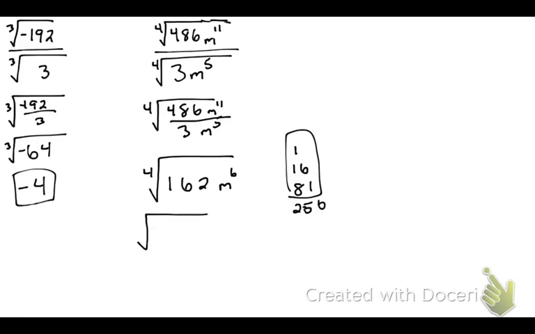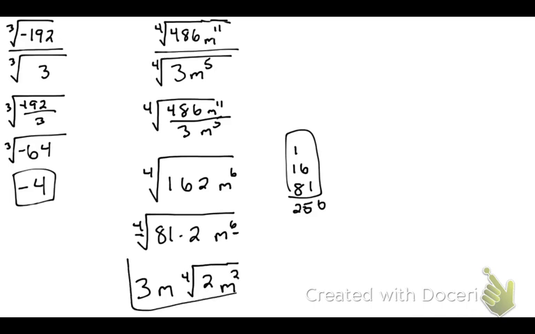And 162 is 81 times 2. Well, the 4th root of 81 is 3. So that's why the 3 comes out. And 4th root of 2. 4 goes into 6 once. So that's why it's m to the 1st outside with 2 left over. M squared left inside. And there's our final answer.